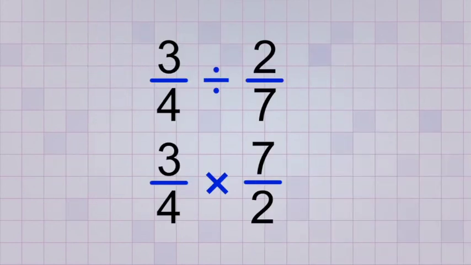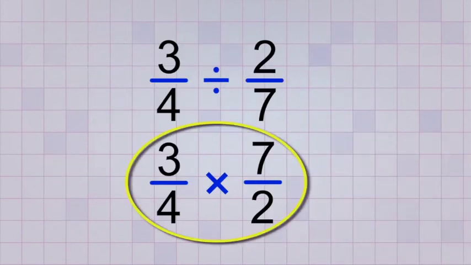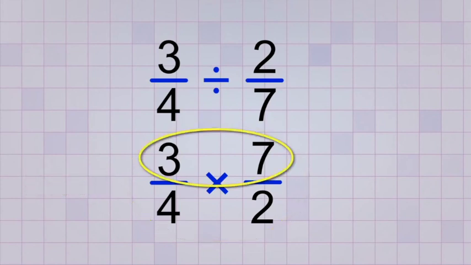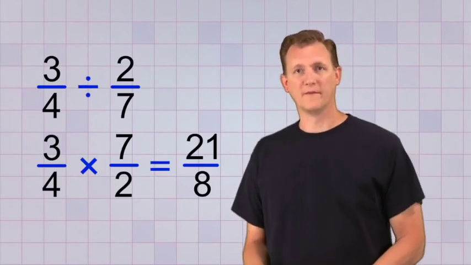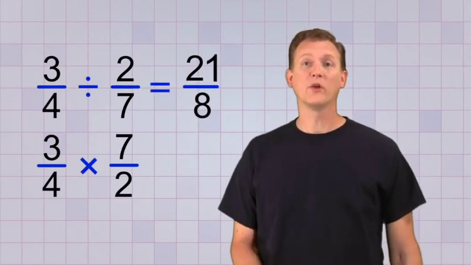Okay, now that our problem has been changed to multiplication, it's easy. Just multiply the tops, 3 times 7 equals 21, and multiply the bottoms, 4 times 2 equals 8. And we have the answer to our fraction division problem. So 3/4 divided by 2/7 is 21/8.